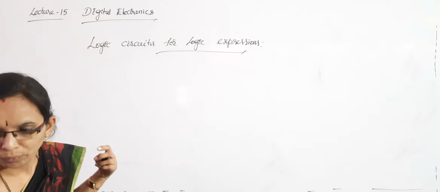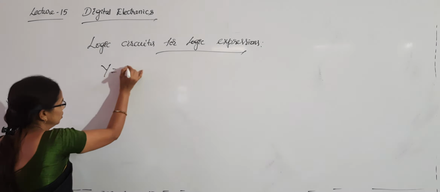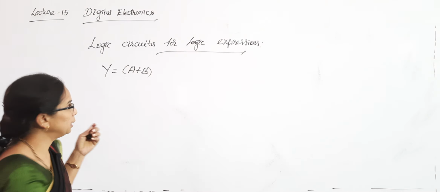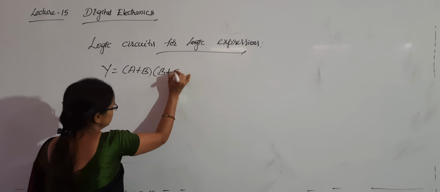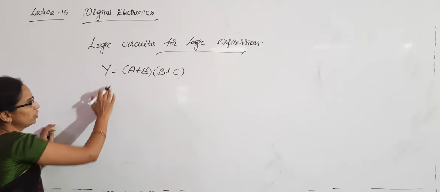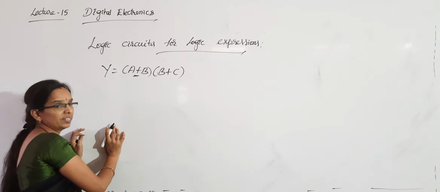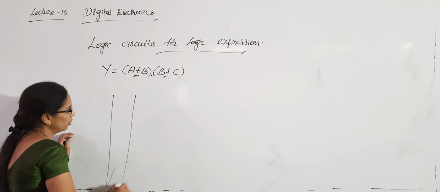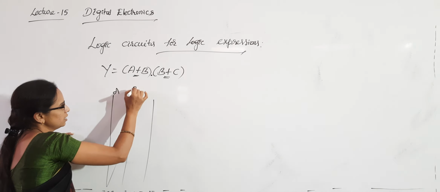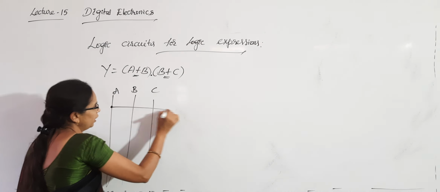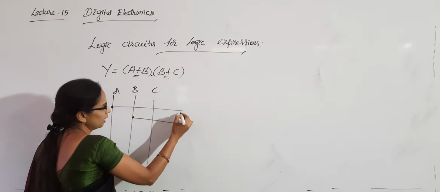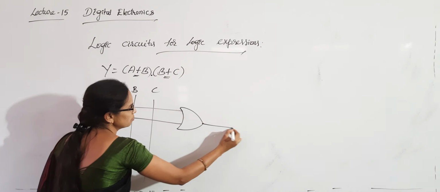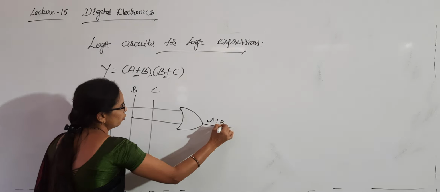One more thing, Y is equal to A plus B and B plus C. For this we will draw, here you want one OR gate, here also one OR gate and one AND gate. Same thing, draw inputs, vertical lines A, B, C. From A I will take one, from B I will take one. I have to put an OR gate here. The symbol is the OR gate symbol. It will be A plus B as output.